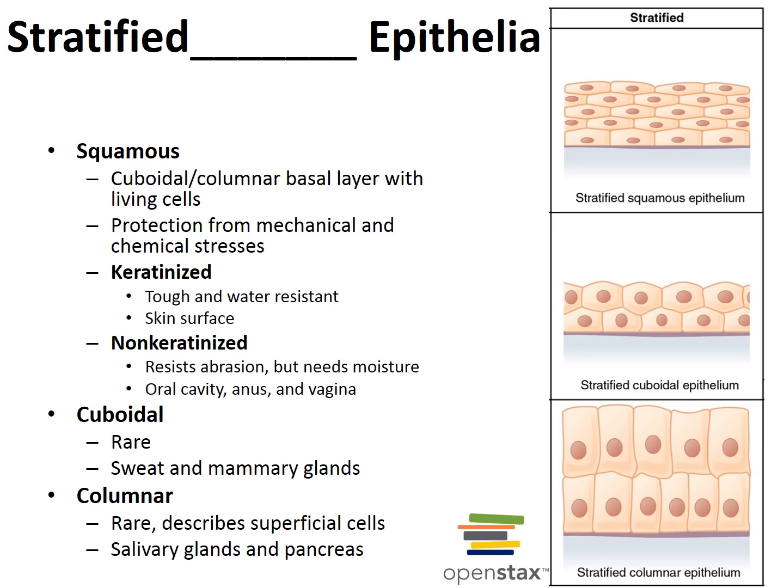Stratified squamous functions to protect underlying tissues in areas of the body that are subject to abrasion. There are two types, keratinized and non-keratinized. Keratinized, the surface cells are full of keratin and dead. Non-keratinized type you might find in the esophagus, mouth, or vagina. The keratinized variety forms the epidermis of the skin.